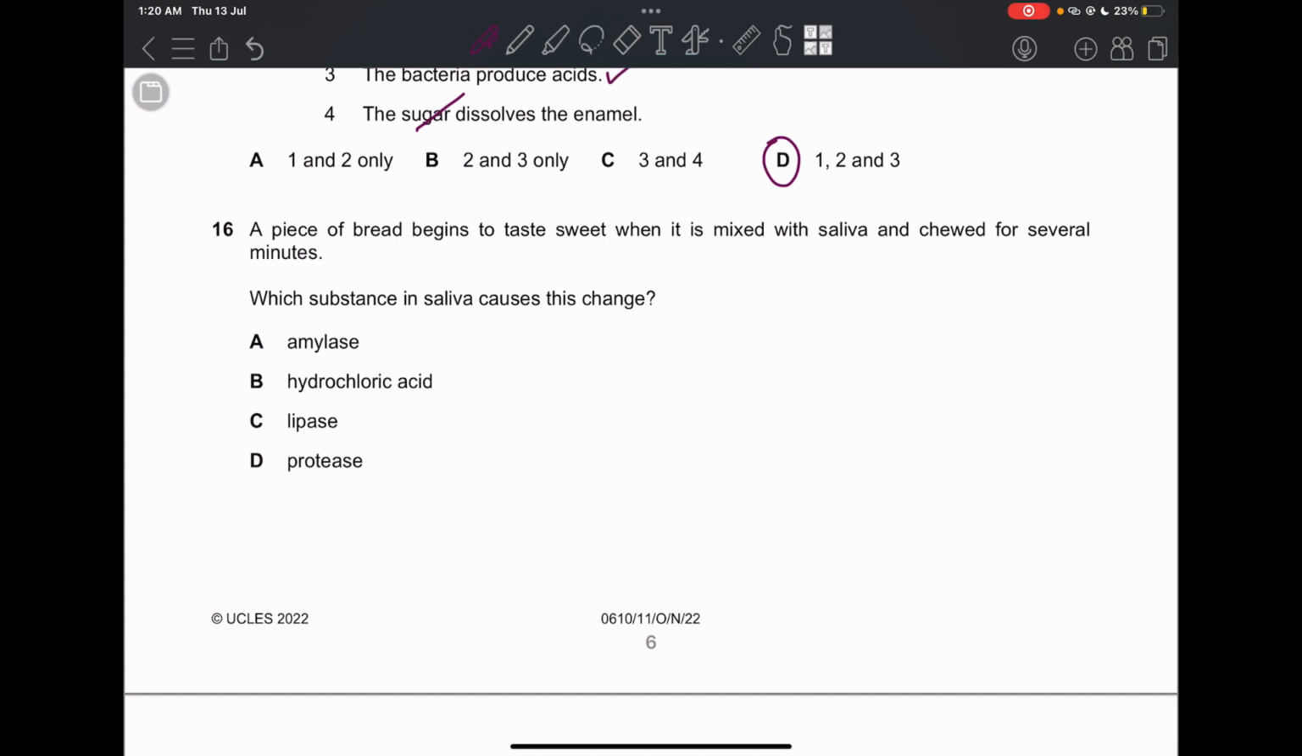16. A piece of bread begins to taste sweet when it's mixed with saliva and chewed for several minutes. Which substance in the saliva causes this change? Of course, it is the amylase, because we know that the amylase catalyzes the reaction of starch into glucose. So the bread contains starch, so when the starch is catalyzed into sugar, it's going to taste sweet.